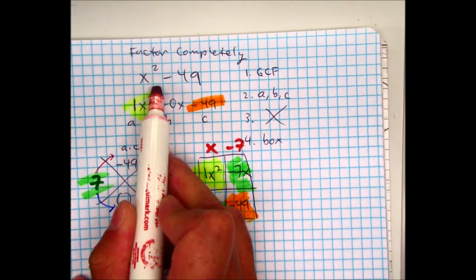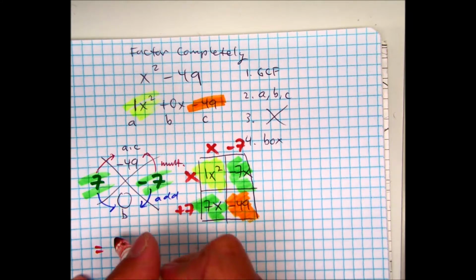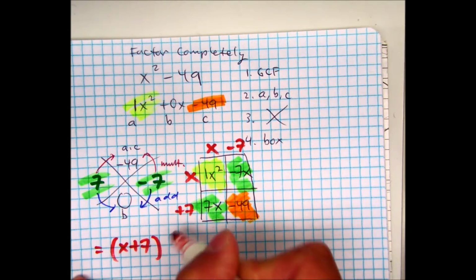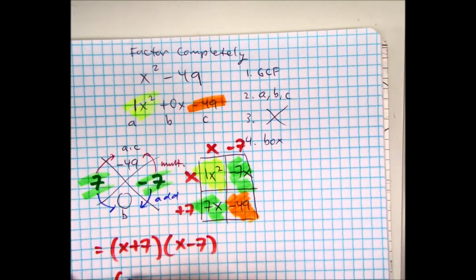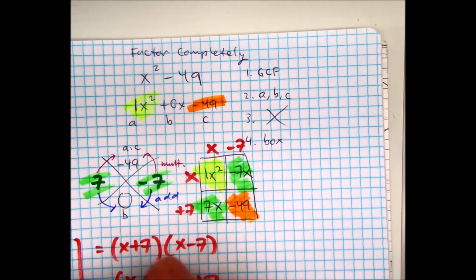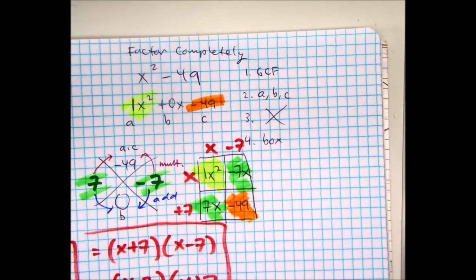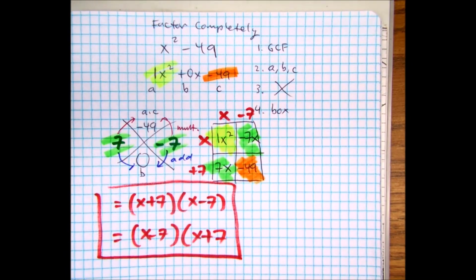x squared minus 49 factors to be x plus 7, x minus 7. Remember, you can turn those around, doesn't matter. x minus 7, x plus 7 is the same thing as x plus 7, x minus 7. So either of these, you don't need both, are fully acceptable.